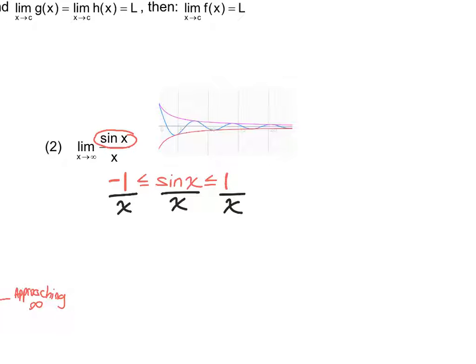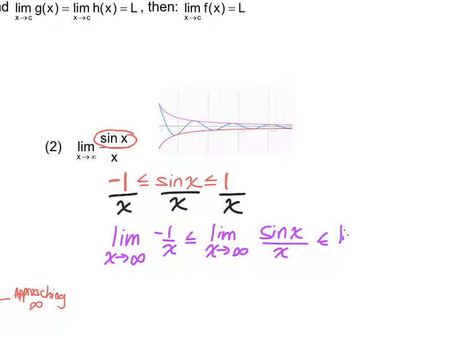So the limit as x approaches infinity of -1 over x is less than or equal to the limit as x approaches infinity of sine x over x, which is less than or equal to the limit as x approaches infinity of 1 over x.